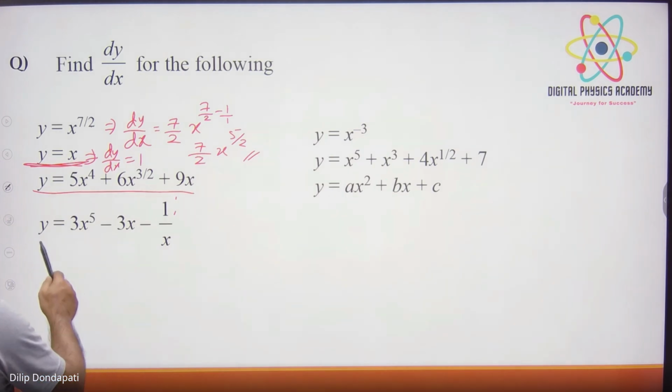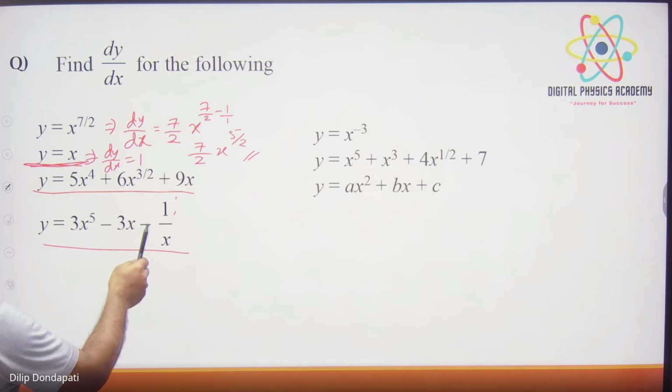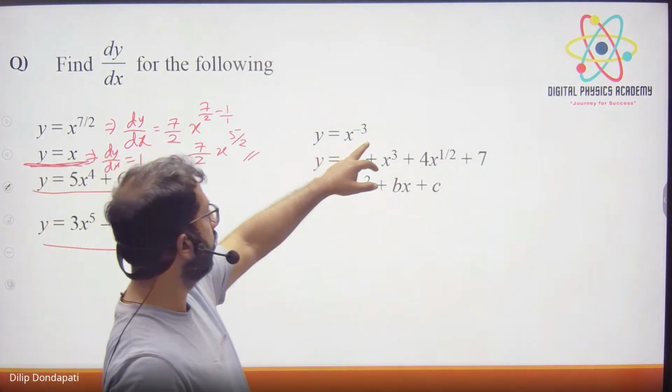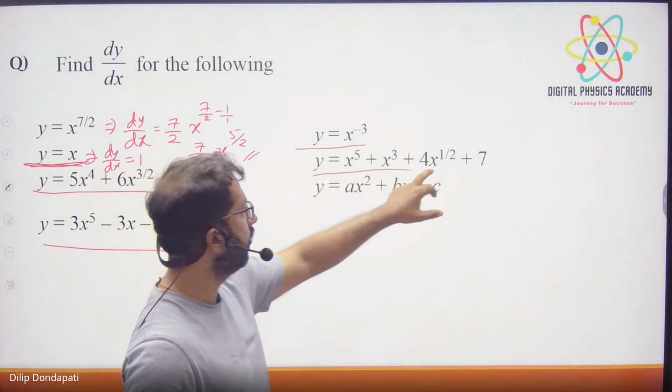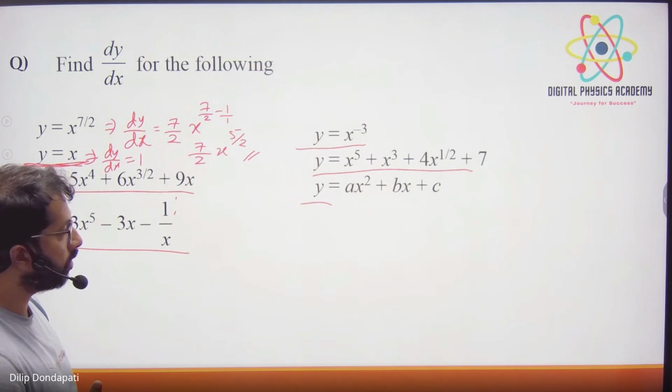Okay, this one. 15x raised to 4 minus 3 plus x raised to minus 2. Minus 3 x raised to minus 4. Here, 5x raised to 4 plus 3x square plus 2x raised to minus 1 by 2. And the next one, 2x plus 2ax plus b.